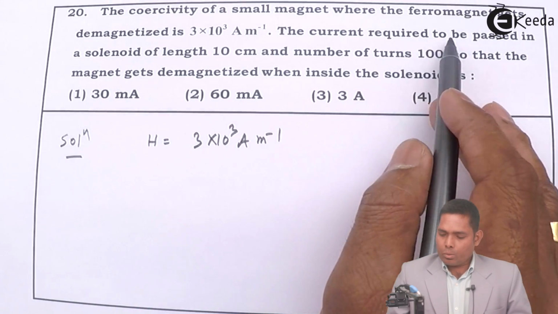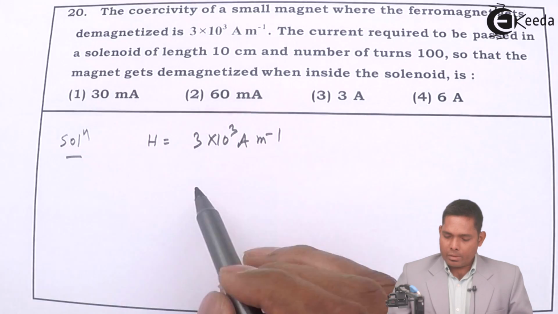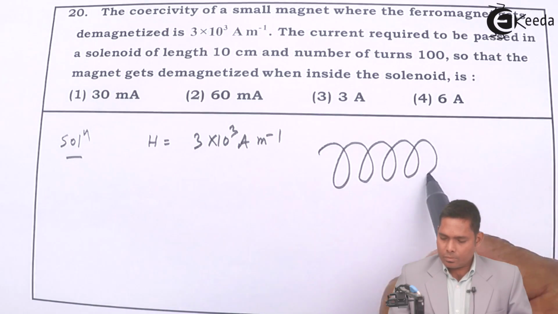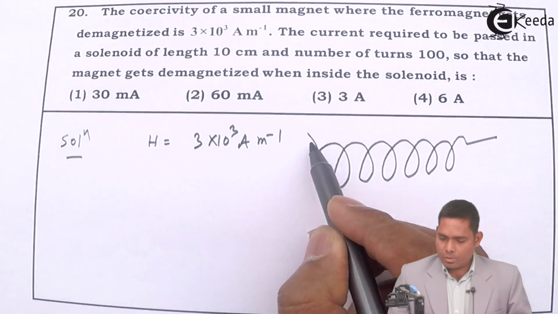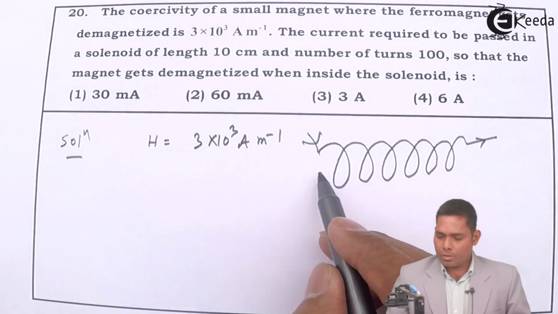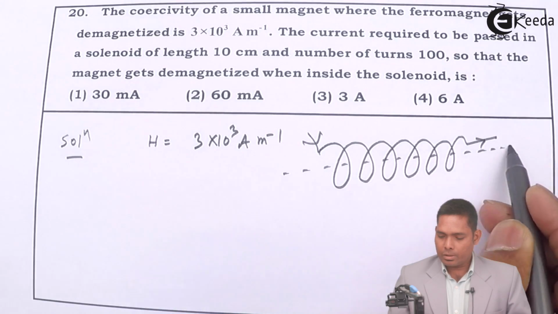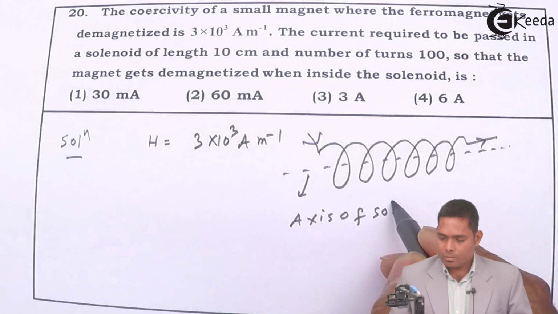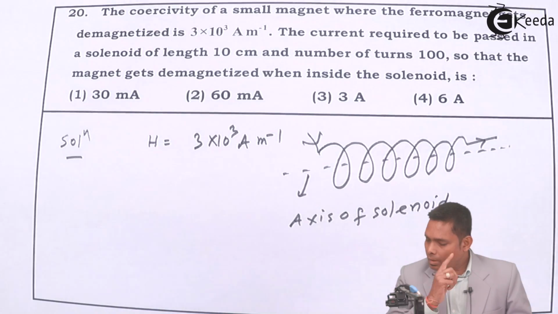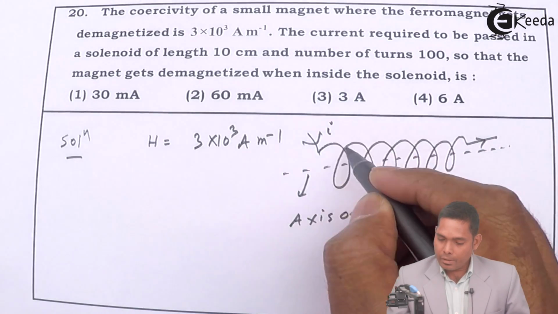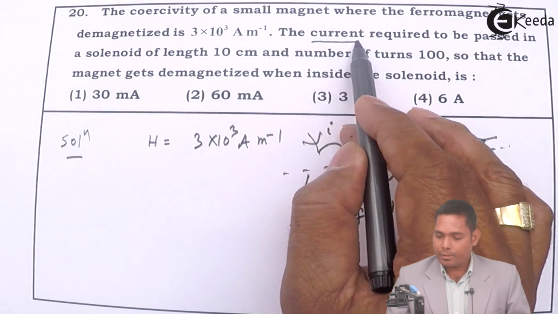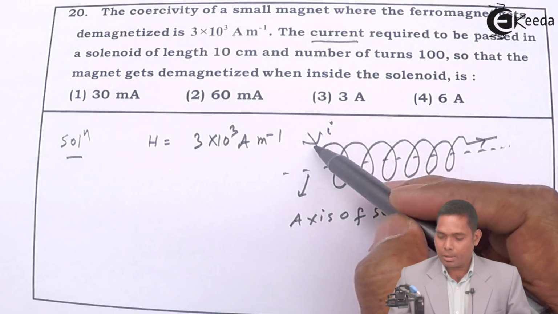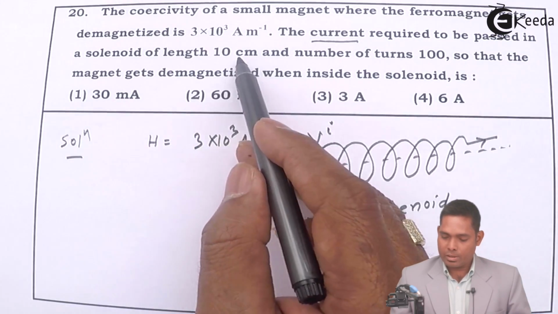The current required to be passed in a solenoid. So there is a solenoid like this. The current comes in and goes out. This is the axis of the solenoid. And the current that comes in is I, so you have to find that current I. Suppose I is the current that is passed in the solenoid of length 10 centimeter.